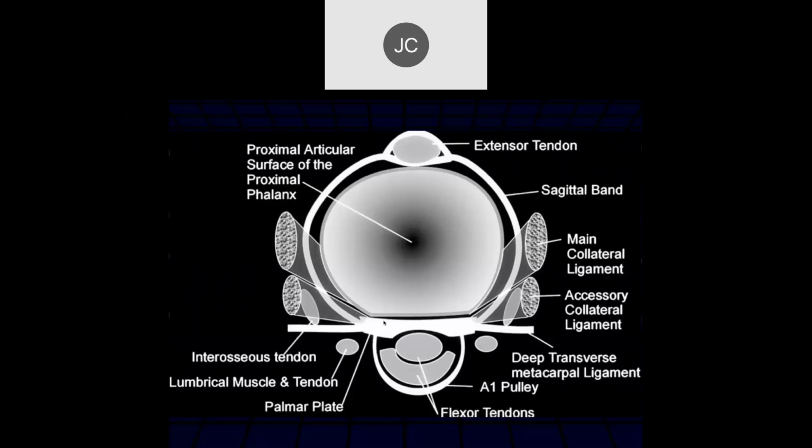And then we can see the deep transverse metacarpal fascia here and the lumbrical muscles, which are on the palmar side, and there's the interosseous tendons on each side and the palmar plate.